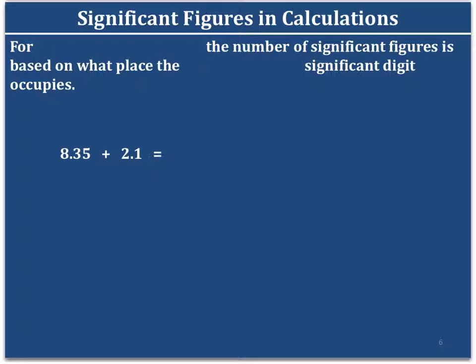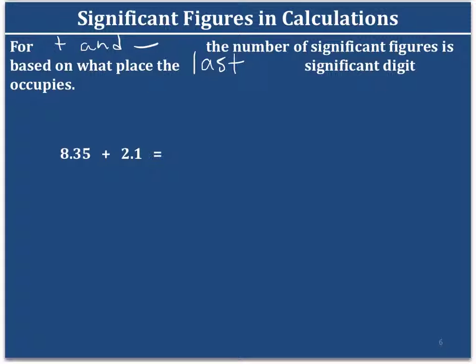So we just finished the rules for multiplication and division. Now we're going to talk about addition and subtraction. For addition and subtraction, the number of sig figs in our answer is dependent on what the last significant figure is in the numbers that we're adding together. It's a little bit more confusing, but just going through example problems makes it pretty clear.